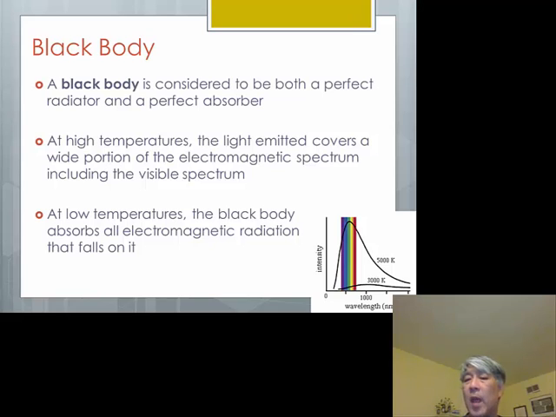meters per second. So that 5,000 K curve that you see there, that's close to the temperature of the sun. And you can see that a large portion of the light is actually in the visible spectrum. Something that's colder at 3,000 degrees Kelvin doesn't have as much visible light. So that's what happens at high temperatures. At low temperatures, the black body absorbs all electromagnetic radiation that falls on it.